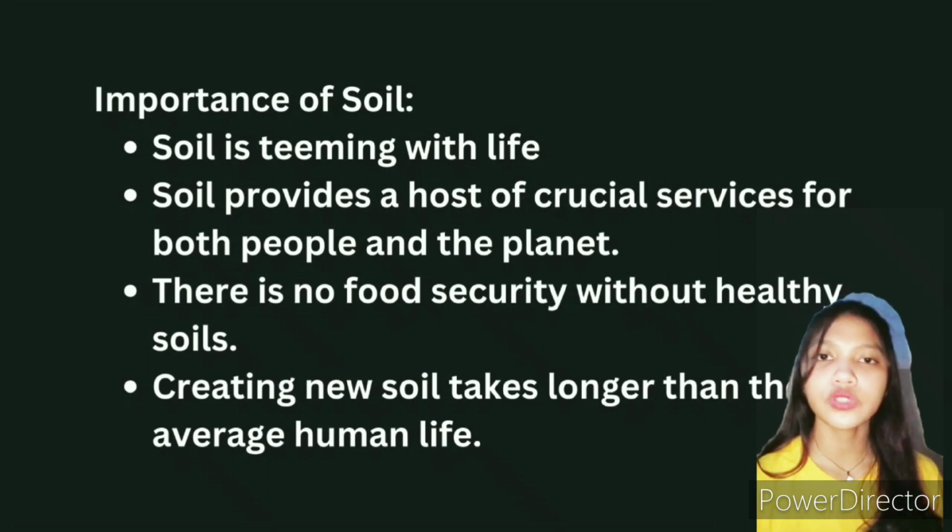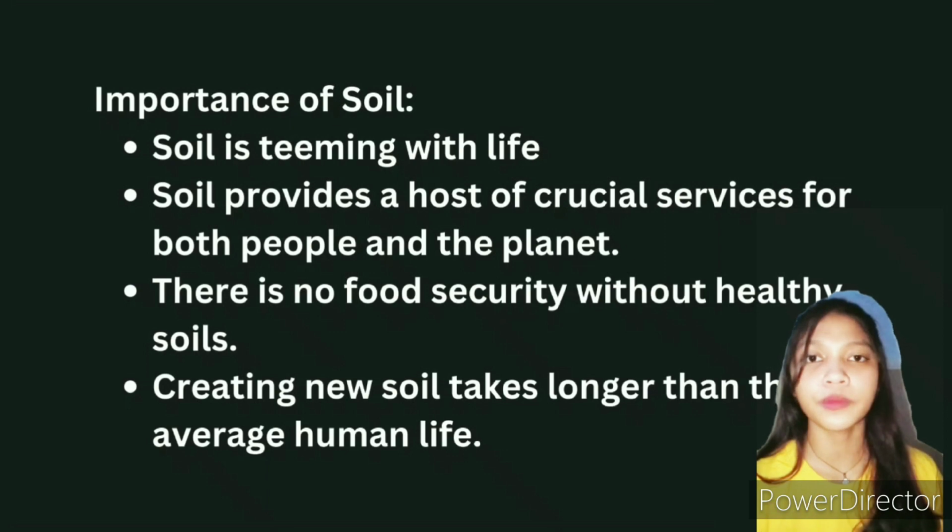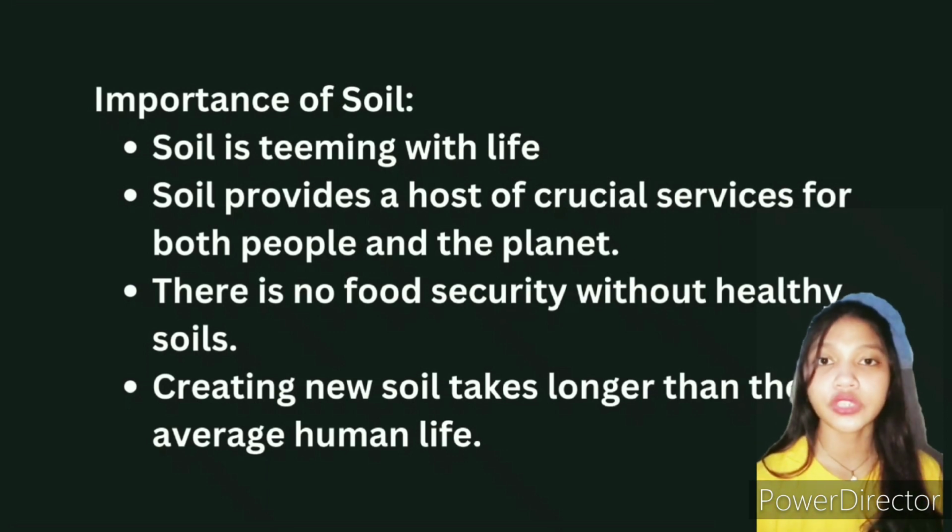Lastly, creating new soil takes longer than the average human life. We need to protect and conserve soil. It is a living resource and it's finite.